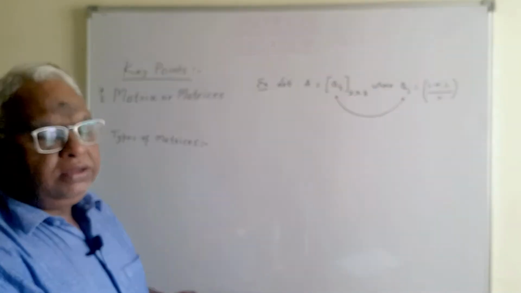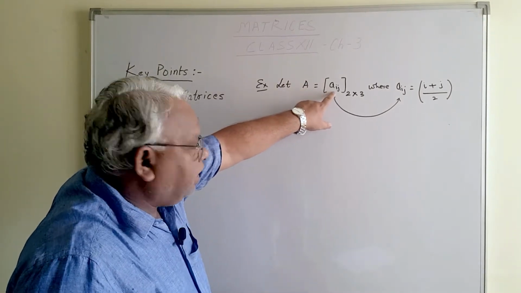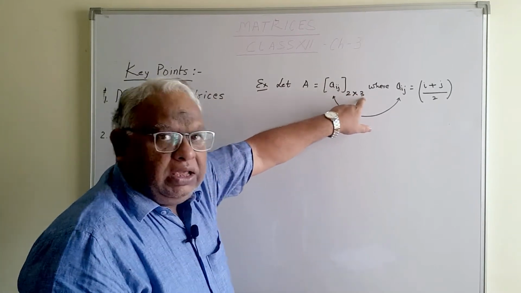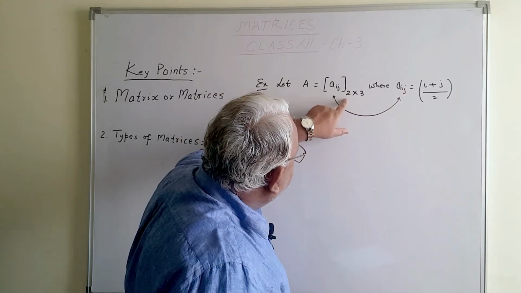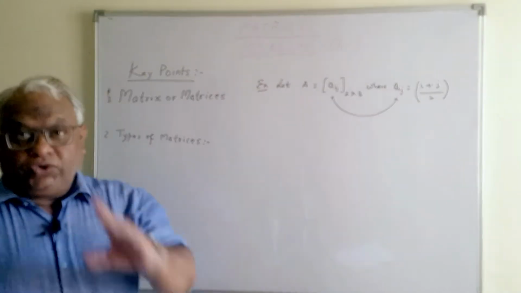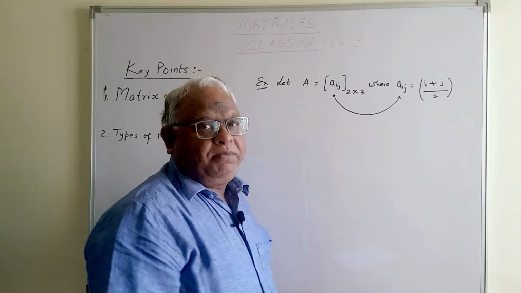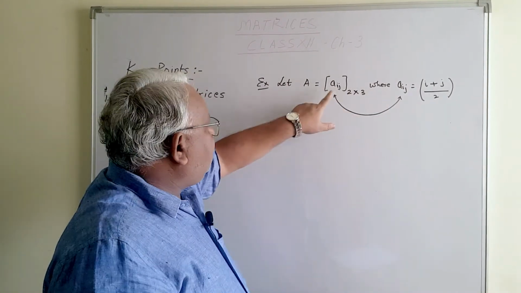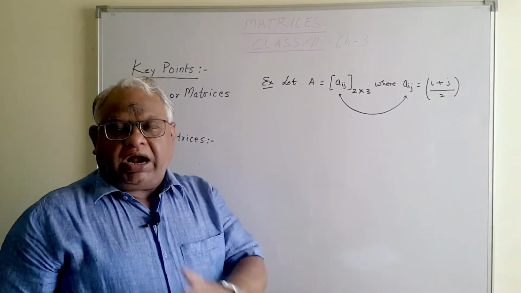Again I am repeating. Let A is equal to Aij be a matrix whose order is 2 cross 3, where each element of this matrix is defined as (i plus j) by 2. So you need to understand the basic difference between these two different symbols. This Aij stands for element and this Aij stands for matrix. So let us start.